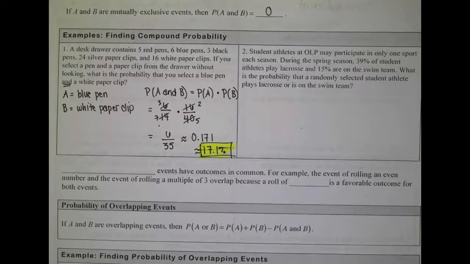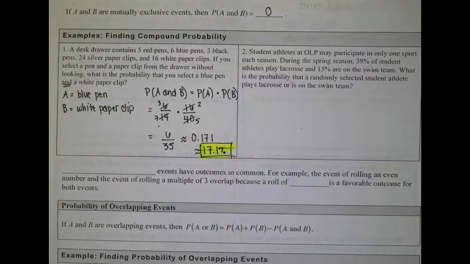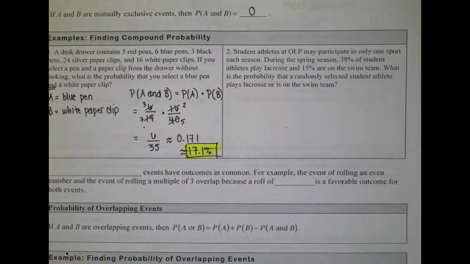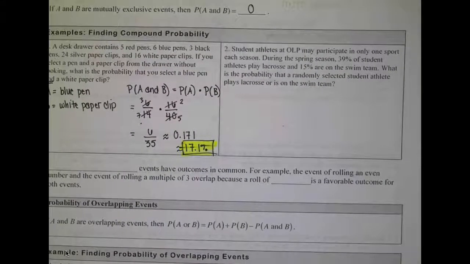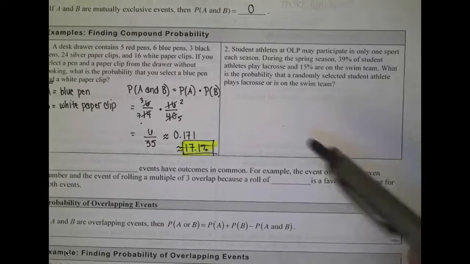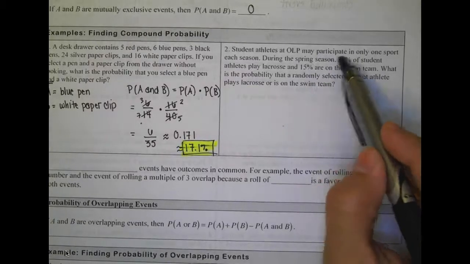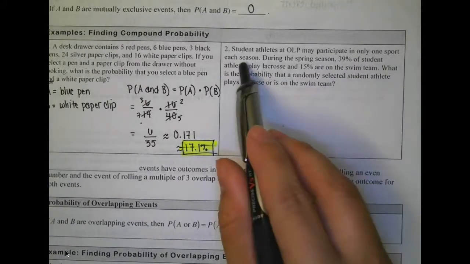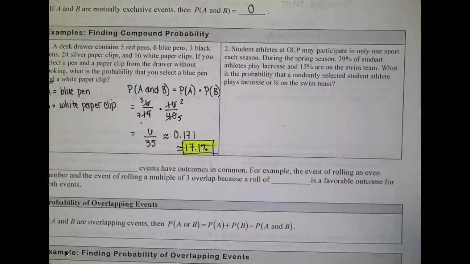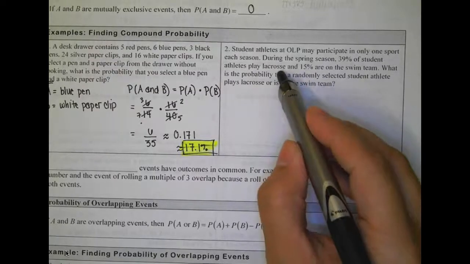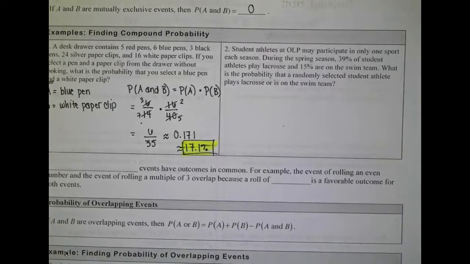All right. I'm going to move the paper a little bit this way. First of all, it's important to note that student athletes at OLP may only participate in one sport per season, so it is impossible for a student to be playing both lacrosse and swim at the same time. Because of that, these are mutually exclusive events.